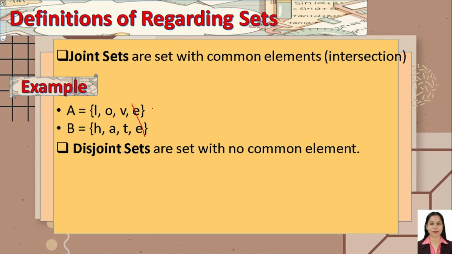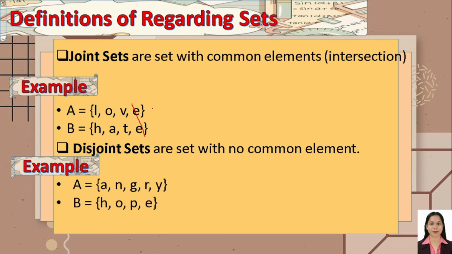Next, we have disjoint sets. So, pag sinabi natin disjoint sets, these are the sets with no common element. So, no common element kapag disjoint sets. Walang pagkakaparehas. Example, A is equal to {A, N, G, R, Y} and then B is equal to {H, O, P, E}. Okay, so in set A and set B, wala namang parehas na element. Therefore, these are an example of disjoint sets.